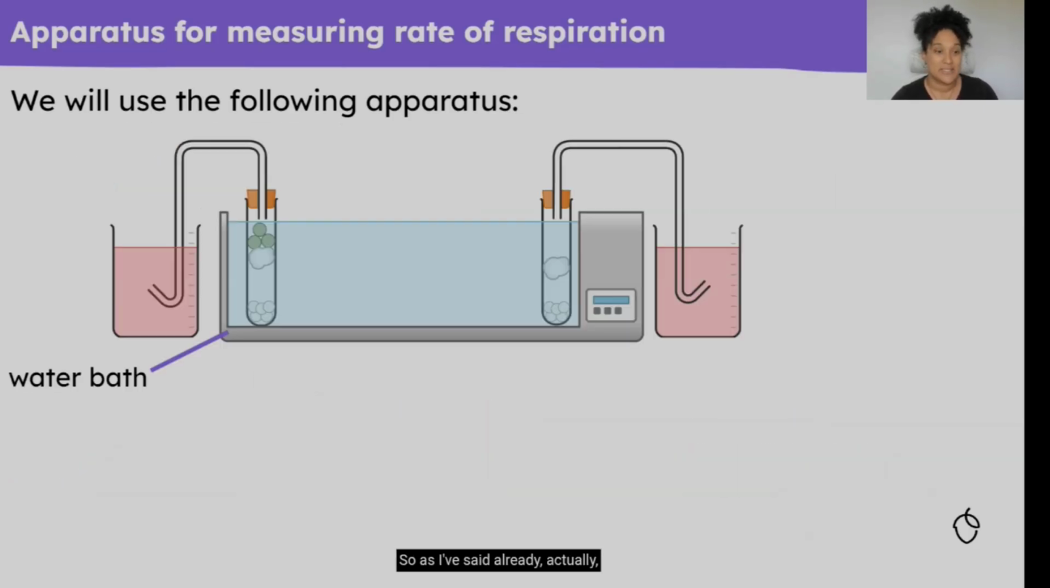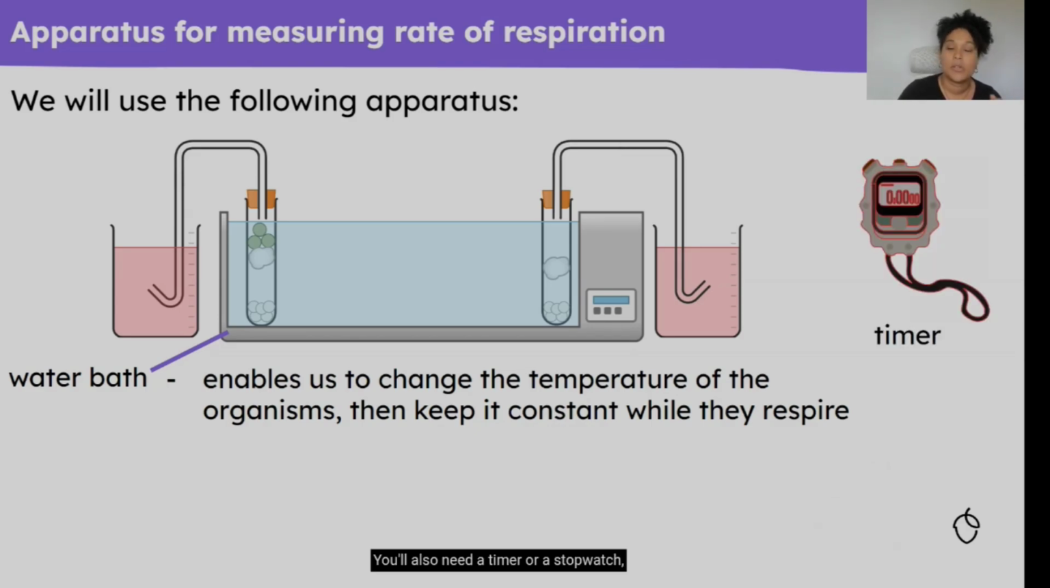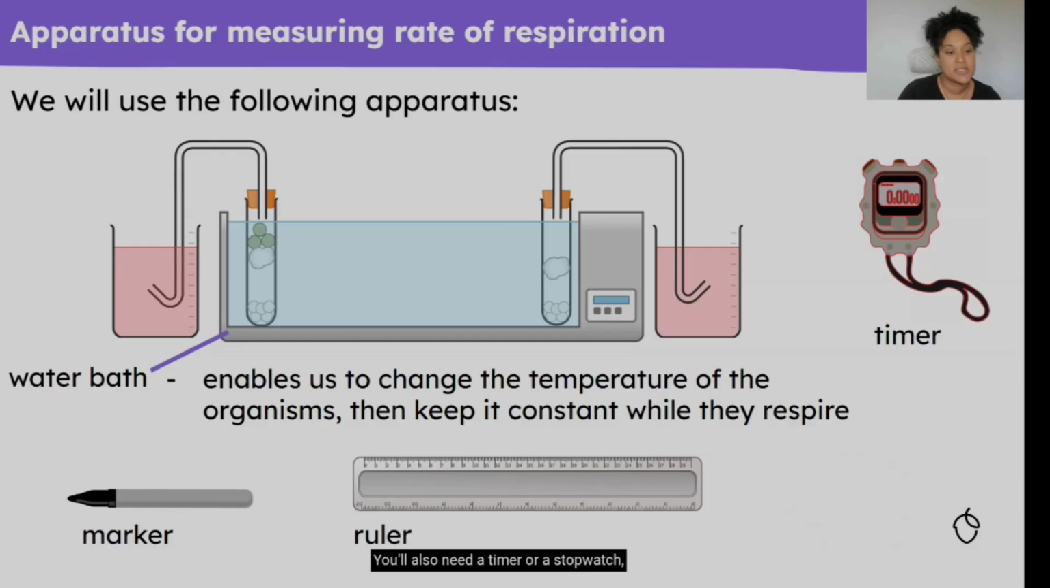As I've said already, we then need to put both sets of our boiling tubes and our beakers into a water bath. And the water bath is there because it enables us to change the temperature of the organisms. So we're going to conduct this experiment at 2 different temperatures. But whilst we've set it to the temperature we want, once it's in the water bath, it then keeps those organisms at a constant temperature whilst they respire. You'll also need a timer or a stopwatch, a permanent marker, and a ruler.